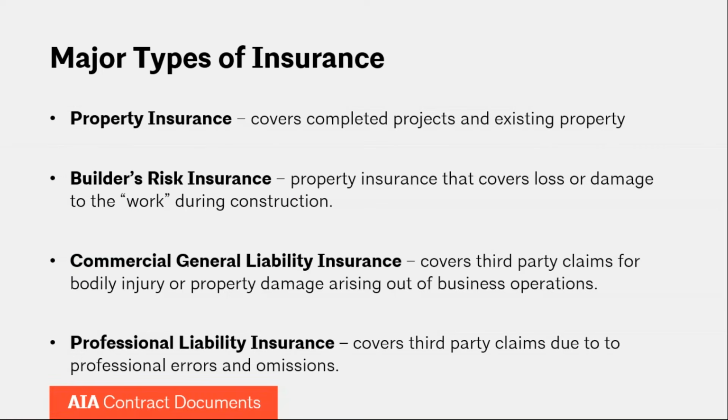Major types of insurance that you should be aware of are all accounted for in the insurance exhibit to the owner-contractor agreements. Property insurance covers completed projects and existing property. Typically, the owners are going to be the ones paying for property insurance, of course.